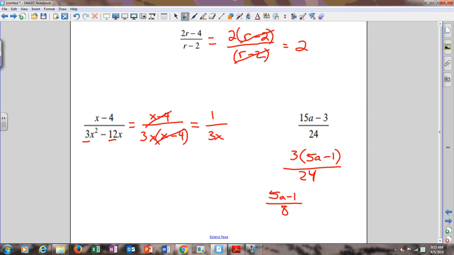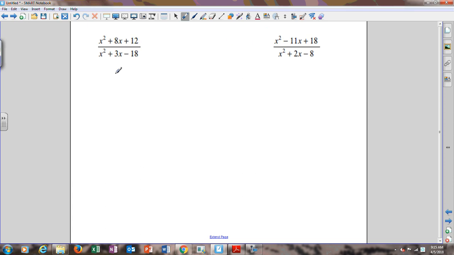Now we get into the more complicated ones. This is where we have to factor the trinomials. So we have to figure out what multiplies to give us 12, what multiplies to give you x squared. So x squared is just going to be x and x. It's like the reverse of FOILing. So now it has to be what multiplies to give you 12 and adds to give you 8.